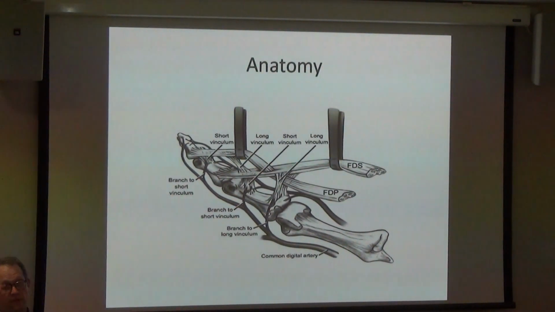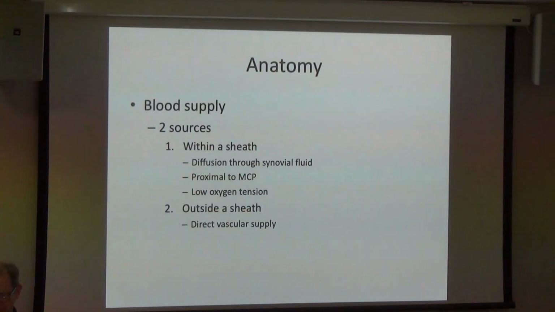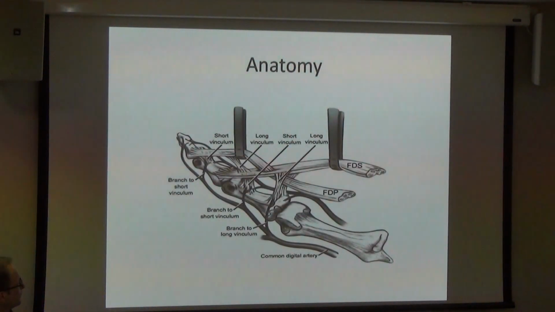So depending on where the injury is, depending on whether you can leave it to repair it later or repair it quickly, I think Leddy and Packer's classification. Oh, here we go. Blood supply within the sheath, diffusion of synovial fluid, proximal to the MCP joint, low oxygen tension, or outside the sheath, there's a direct vascular supply through the vinculi. Okay, so there we go.